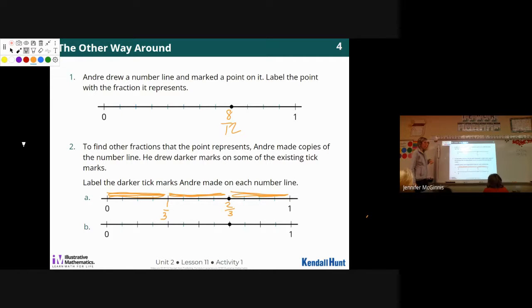8/12. Oh, excuse me. 8/12ths and 2/3 are equivalent. What about letter B? We're only counting these black tick marks.